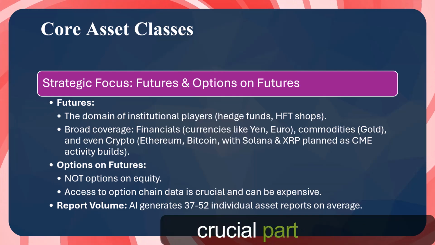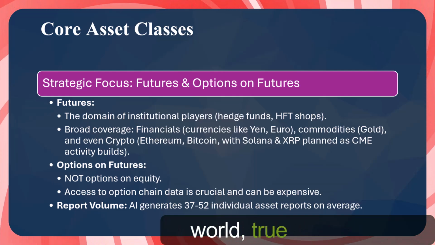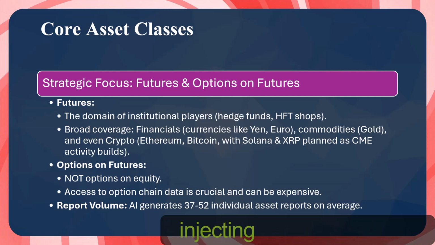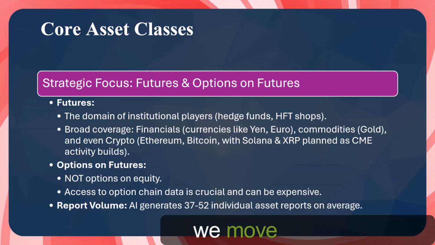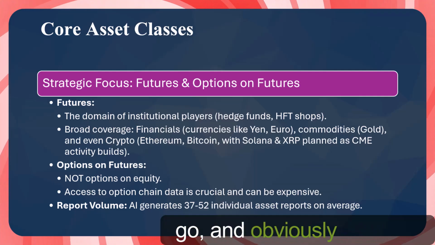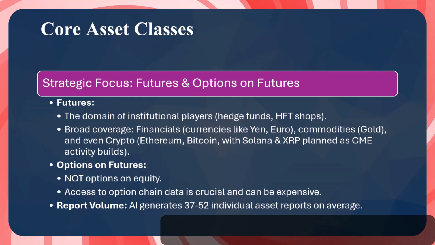As I said, the options on futures are not options on equity like stock options. The crucial part here is we need to get access to real-world, true option chain data. It's crucial and it's very, very expensive, ranging anywhere from 2 to 4 thousand a month. So as we move towards that, that's where I'm going to go. And obviously, this type of service becomes even more expensive monthly.